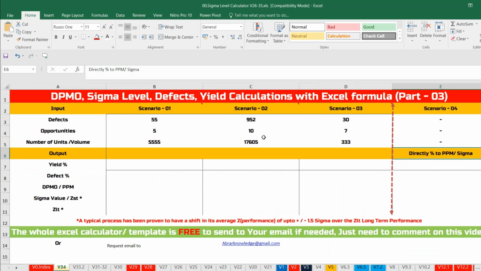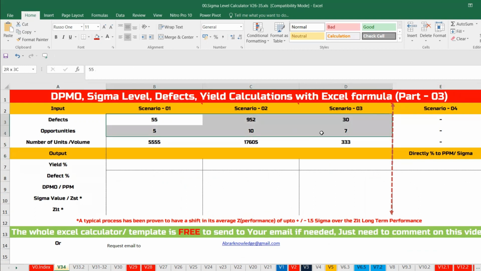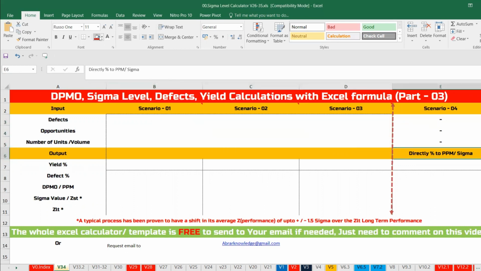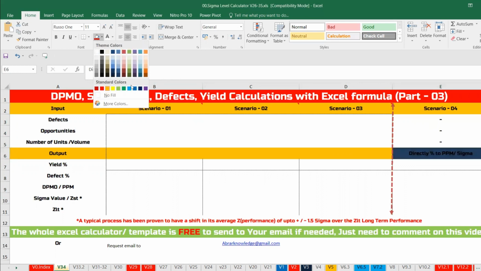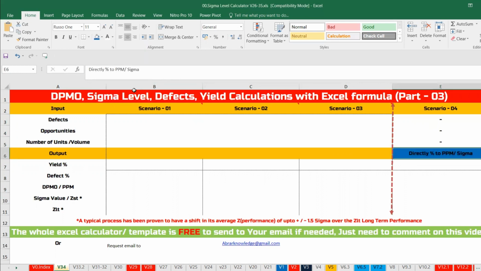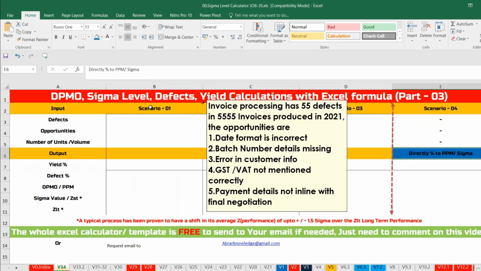So let's see, there are three scenarios which we already saw in the past, but we are going to do it one more time very, very quickly. More importantly, there is a new segment which we will be doing now: how to convert the data into PPMs and sigma value. So this is scenario number one.